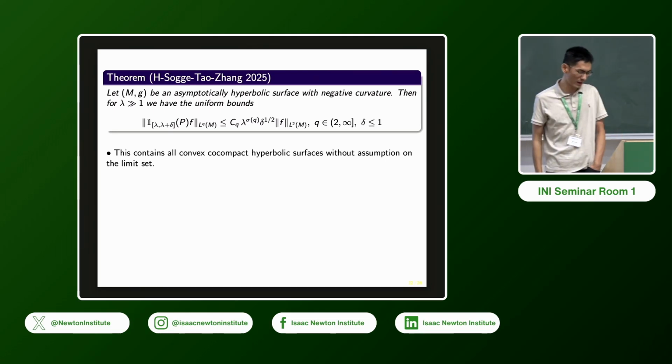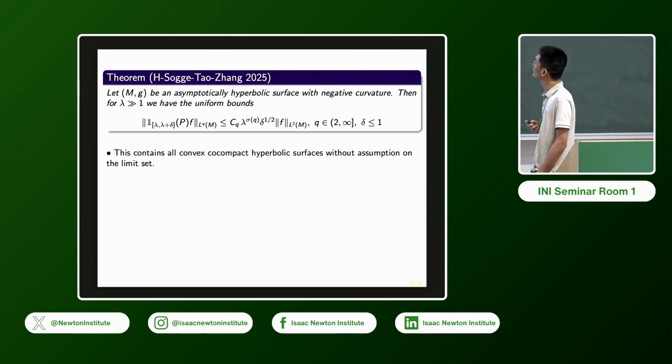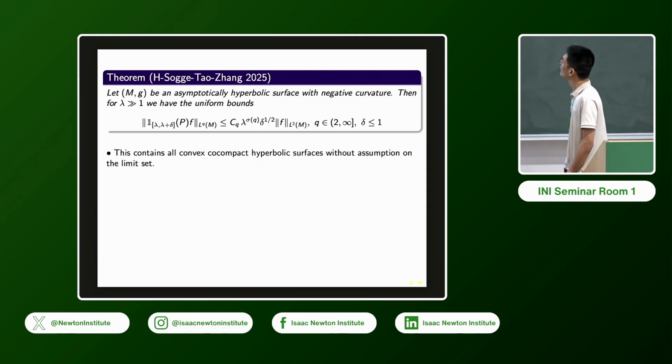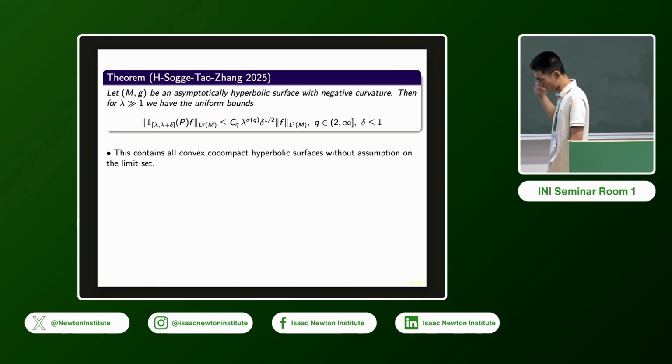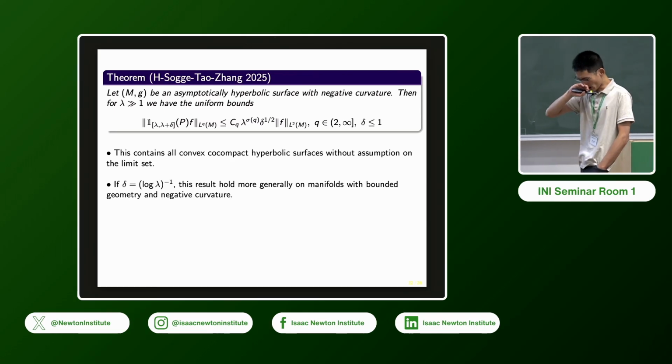So this class contains convex co-compact hyperbolic surfaces without assumption on the limit set, or the pressure condition, and we remove the lambda epsilon loss in the Germain, Anker, and Tristan's work, and also extend to the variable curvature case.